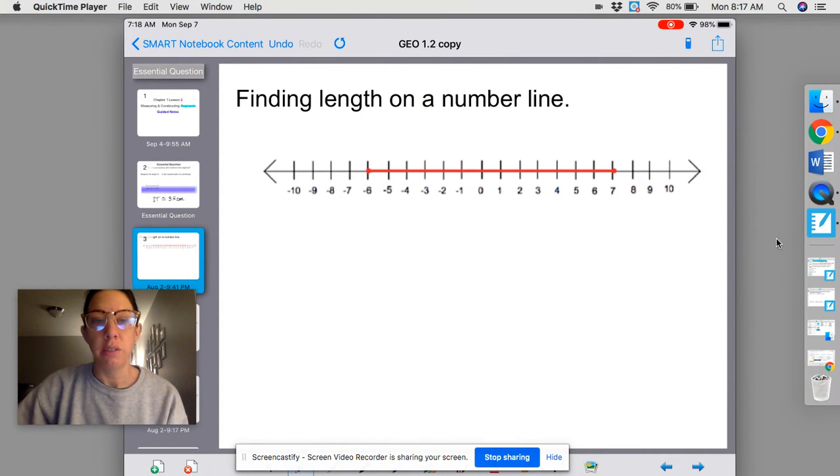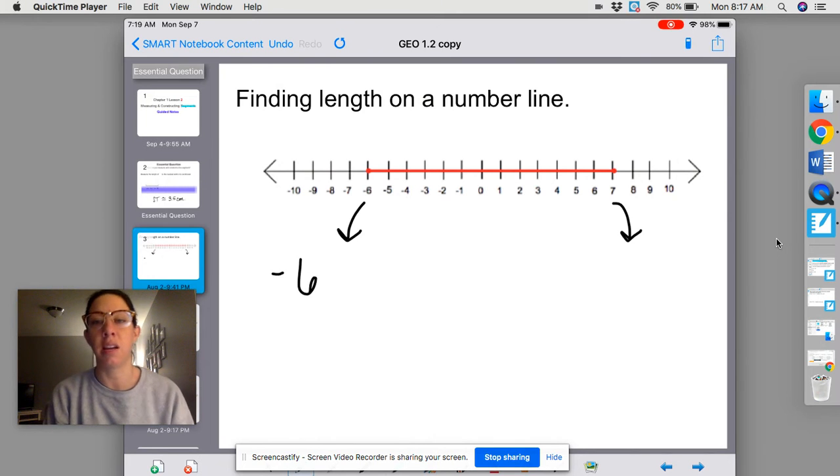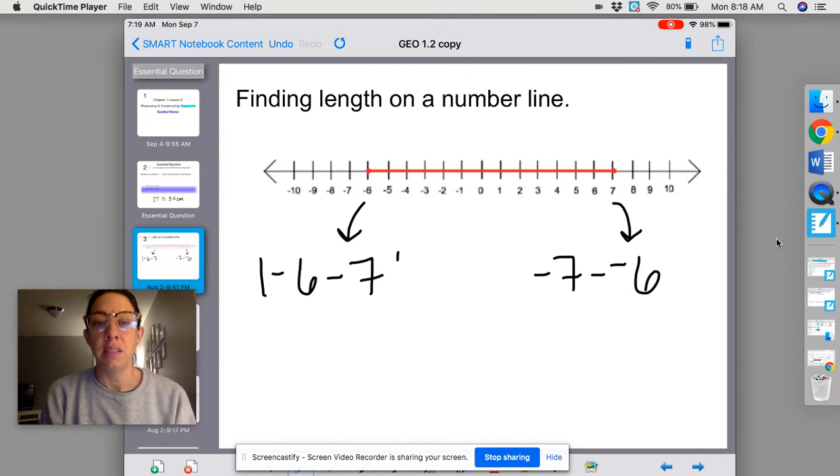The next way we can do it is finding the length on a number line, and you'll see it's always going to have a starting point and an ending point. So our starting point's at -6 and our ending point's at 7. So we can just subtract the difference. We can take the starting point minus the ending point, or we can take the ending point minus the starting point. But distance is always positive, so we have to take the absolute value.